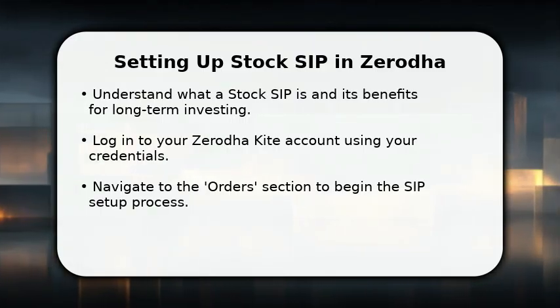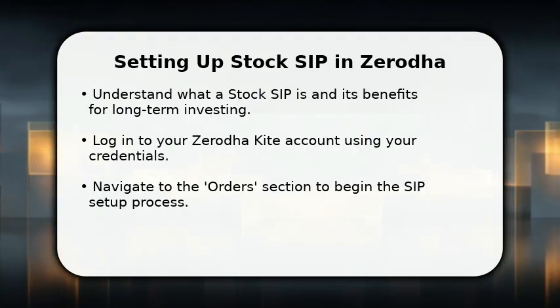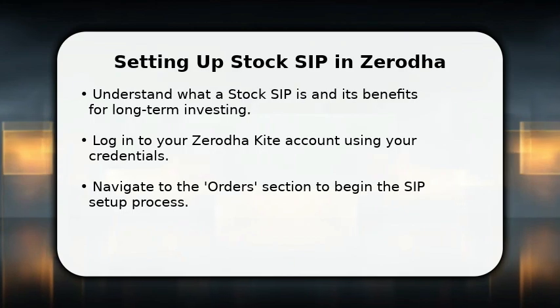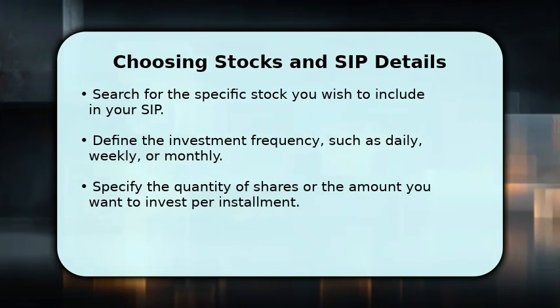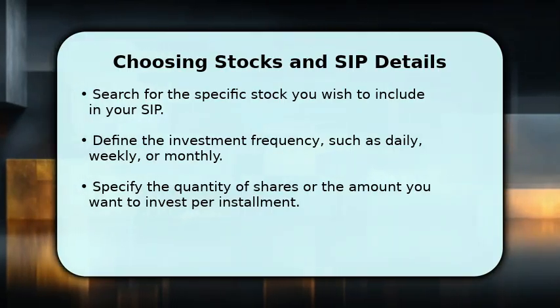Once logged in, locate the Orders section, which is where you will initiate the process for setting up your stock SIP. Next, you'll need to select the stocks for your SIP. Use the search bar to find the desired company.